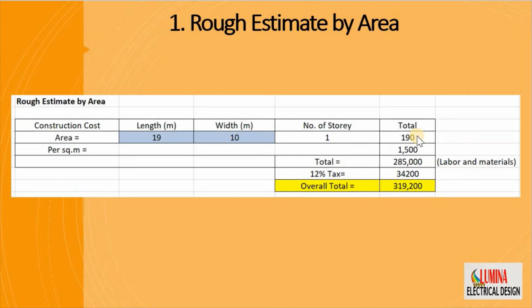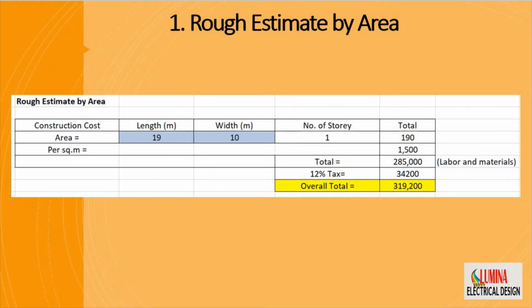Based on my own experience, I have a rate of 1,500 per square meter. Added with 12% tax of 34,200, we have an overall total of 319,200 for the labor and materials. Is this profitable? I believe yes. But in your case, please don't limit your rate to 1,500 pesos.